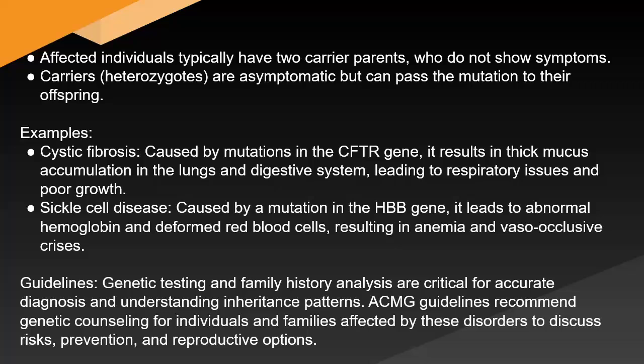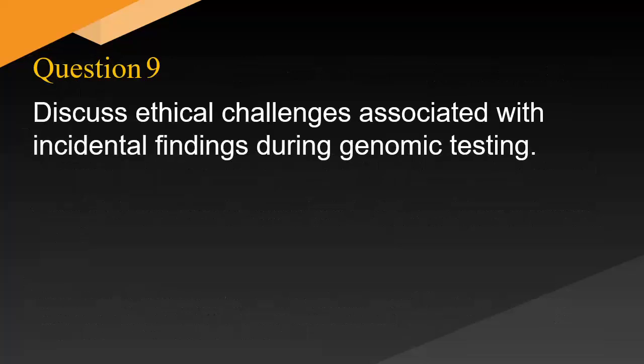Guidelines: genetic testing and family history analysis are critical for accurate diagnosis and understanding inheritance patterns. ACMG guidelines recommend genetic counseling for individuals and families affected by these disorders to discuss risks, prevention, and reproductive options. Discuss ethical challenges associated with incidental findings during genomic testing.